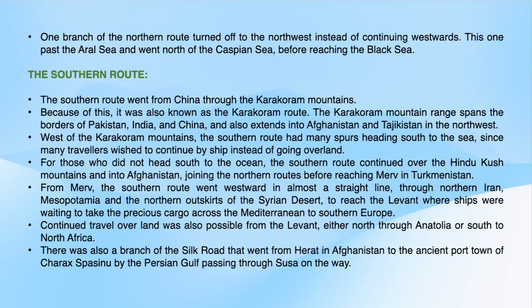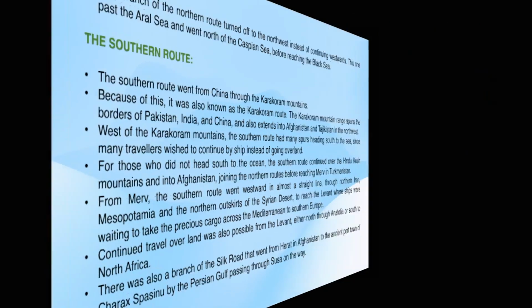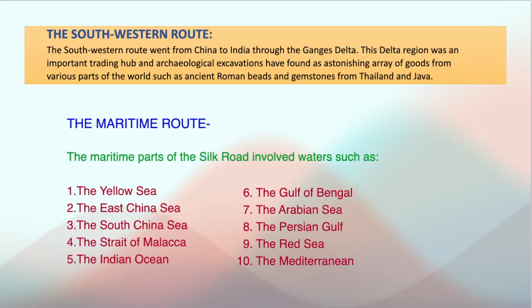to southern Europe. There was also a branch of the Silk Road which went from Herat in Afghanistan to the ancient port town of Charax Spasinu by the Persian Gulf, passing through Susa on the way. Now, the southwestern route of the Silk Road went from China to India through the Ganges Delta, and the Delta region was an important trading hub. Archaeological excavations have found an astonishing array of goods from various parts of the world, such as ancient Roman beads and gemstones from Thailand and Java in Indonesia.